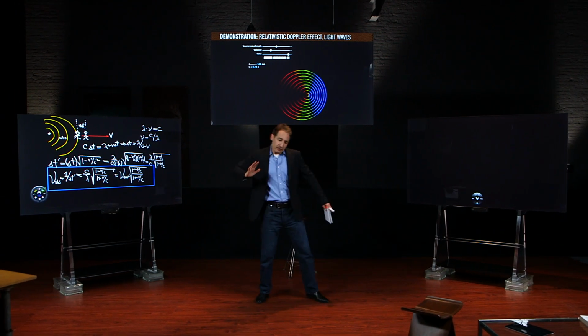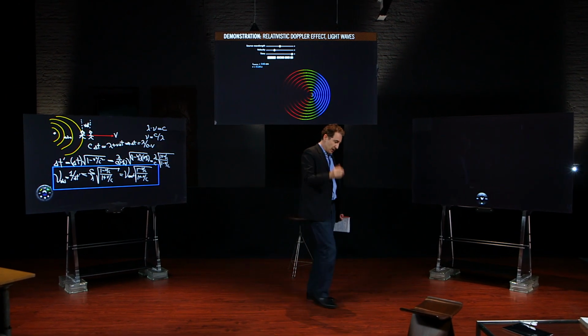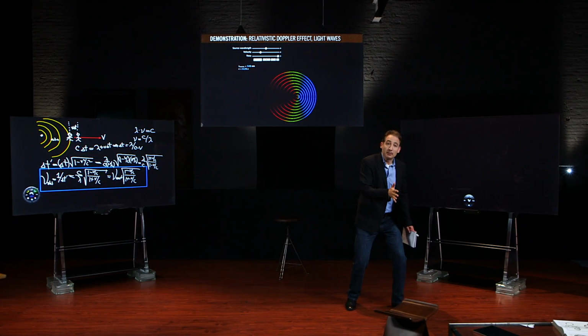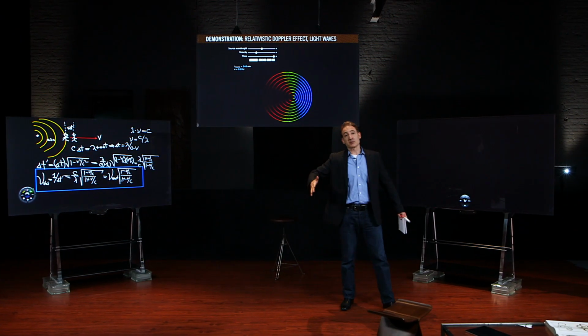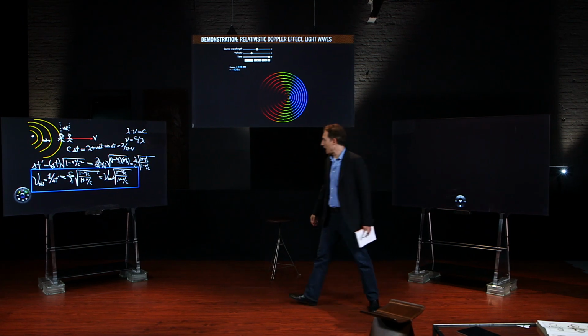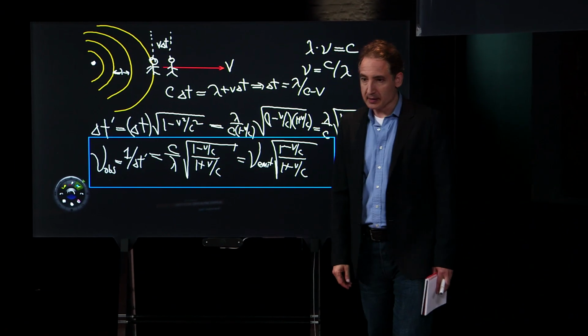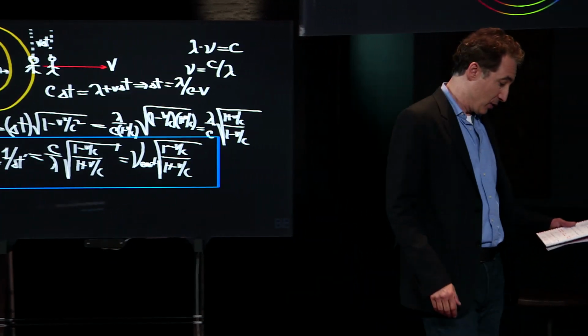As you will note, if the source is coming toward you, the frequency will go up, which means that the color of the light will shift toward the blue. That's blue shift. If the source is moving away from you, the frequency will go down, because that means that v would be positive in that case, and that means the light gets shifted toward the red. So that's the essential idea of the relativistic Doppler shift.